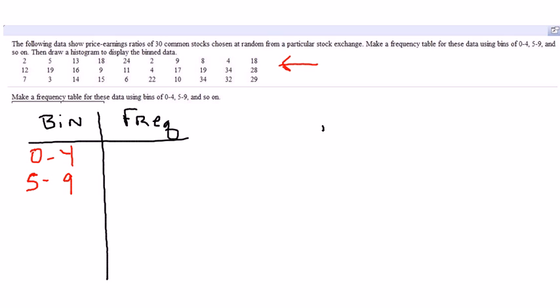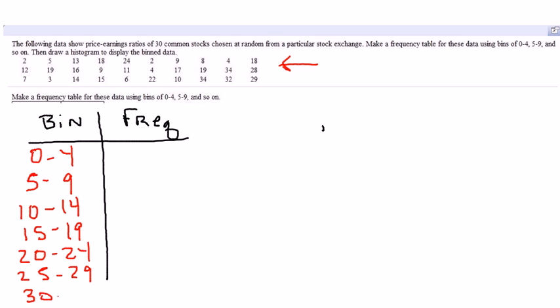So that means follow this pattern. You can see we're going by 5s here with the lower limit, so we would make our next bin 10 to 14. The next one would then be 15 to 19, 20 to 24, 25 to 29, and then 30 to 34. And I stopped at 34 because as I looked through my data, I noticed that 34 was the largest value.